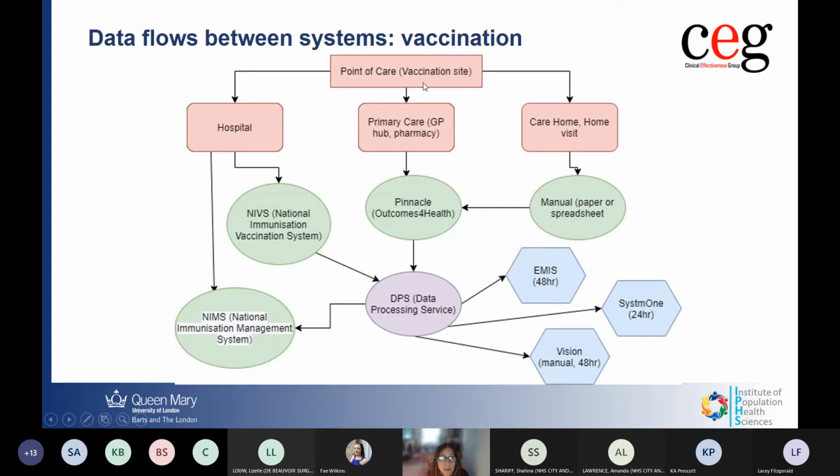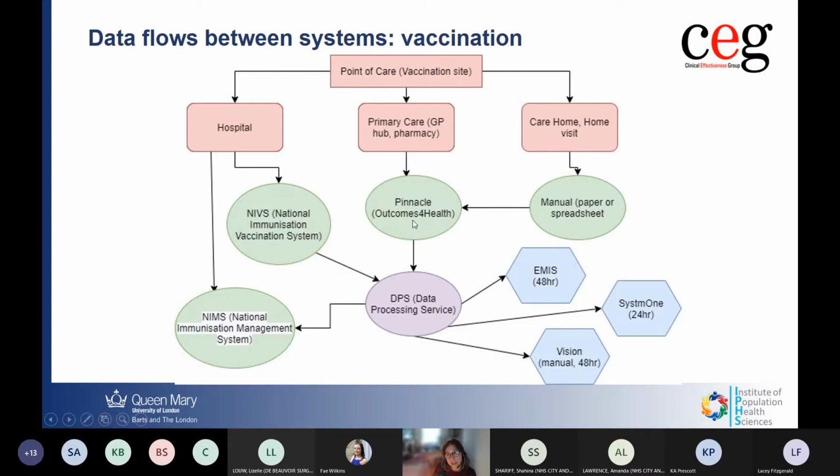My understanding, or our understanding, is that you've got the vaccination site. Some patients will have their vaccination in hospital, and this is recorded in NIMS, the National Immunization Management System. So it goes through there into the data processing service. That's one way data gets put in. Then we look at when it's the primary care, the GP hubs, the pharmacists.